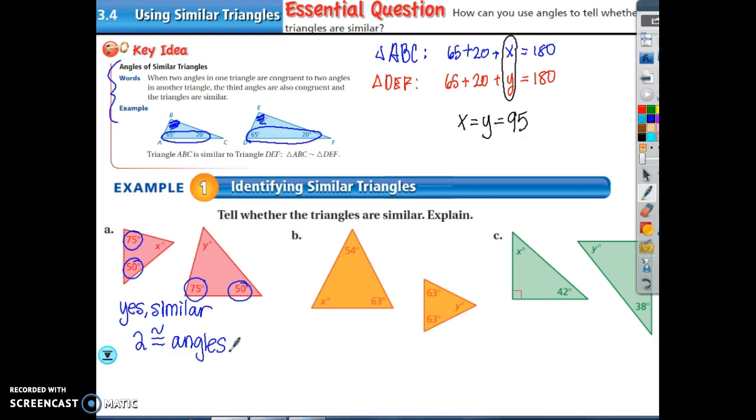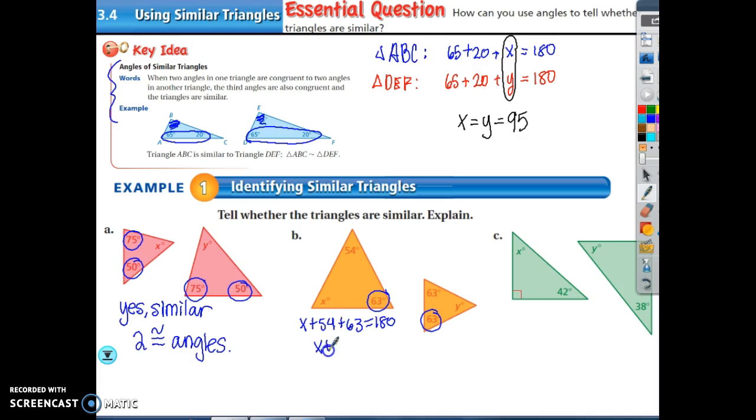In example B, I have a 63 and a 63, but these other two angles here don't quite match. But that doesn't mean the third angle that we don't know won't match. So what I'm going to do is go ahead and find that third angle in one of the triangles, and if it is what we want, then we have enough information. So I'm going to go ahead and in the first triangle, the larger triangle, in example B, I'm going to solve for X. So I know that X plus 54 plus 63 has to equal 180 degrees.